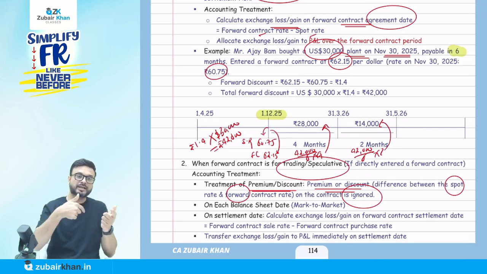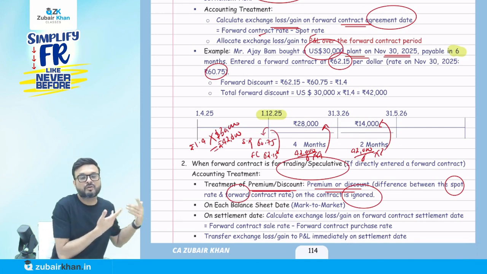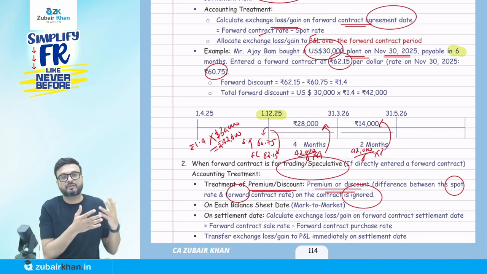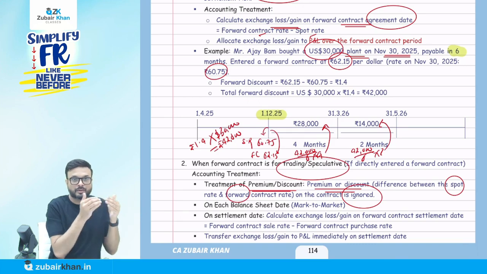What is the rate on that day? And the difference will settle that day. So there is no involvement of spot rate here. Okay, so spot rate has no involvement on 1st of February.